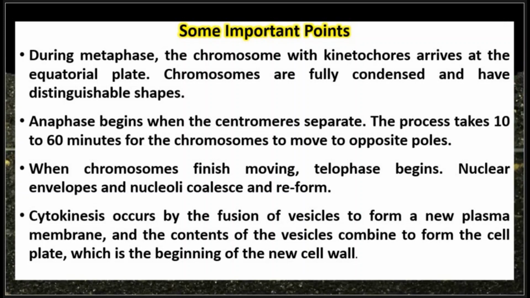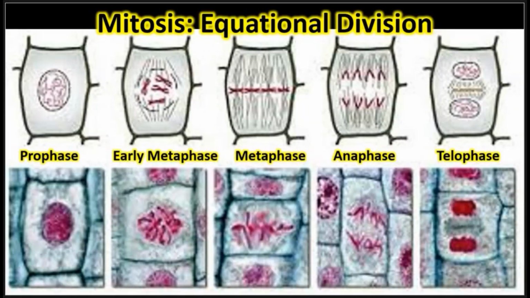Nuclear envelope and nucleoli will actually reform. Cytokinesis, which is the last stage of mitosis, occurs by the fusion of vesicles to form a new plasma membrane, which is a cell plate formed between the two daughter nuclei. So that is the end of mitosis. These are the diagrams that represent mitosis.